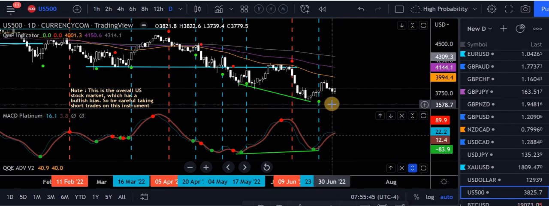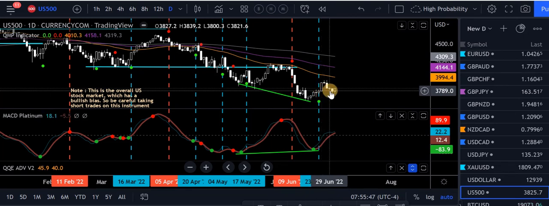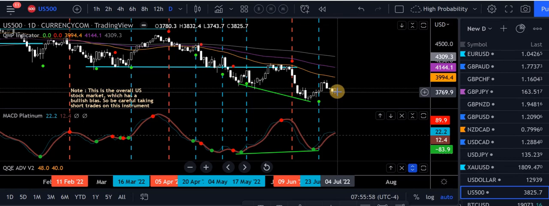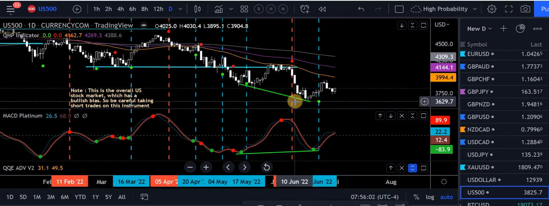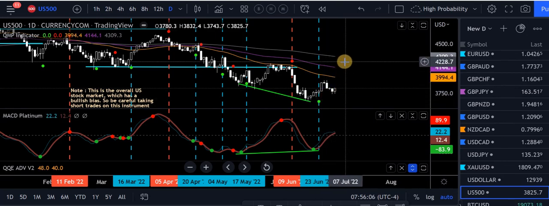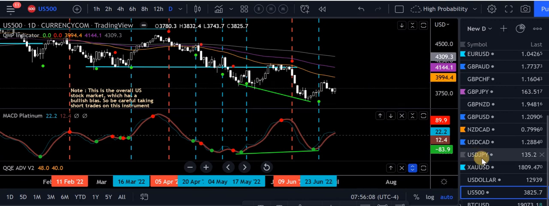MACD Platinum through the zero level, so your entry would have been just in here somewhere, just on the open of this candle after the blue line, and we're in the black there just. So your stop would be down here somewhere. You might want to consider moving your stop up a little bit if you're trading the US 500.